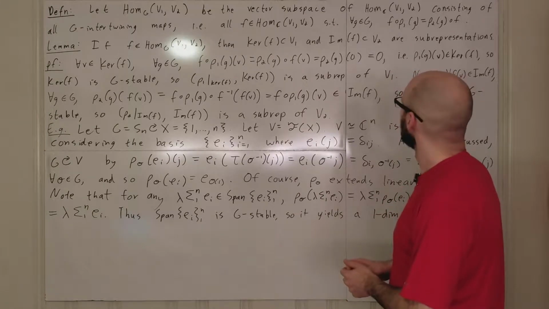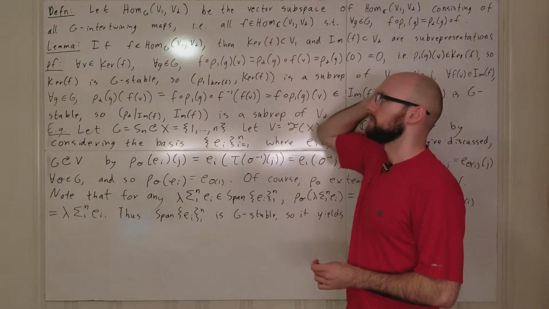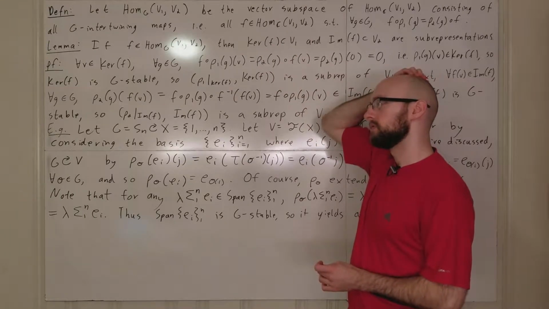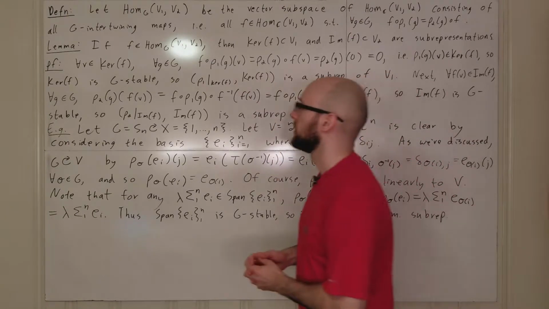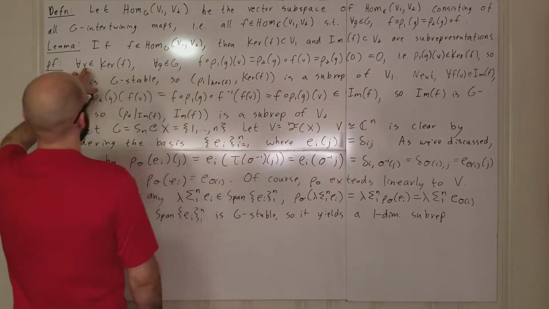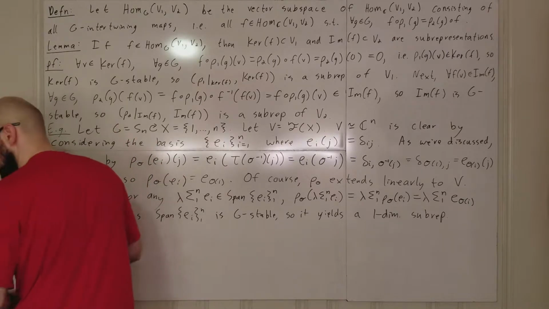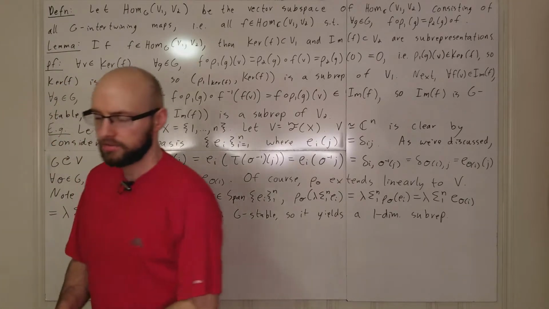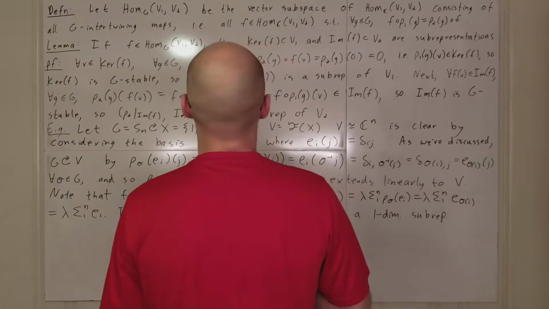So anyways, the first thing we want to prove is that the kernel of f is a subrepresentation, so we want to prove that it's G stable. So we want to take some element v of the kernel of f. Oh, I'm actually noticing something here. There was something that I had to fix in this.